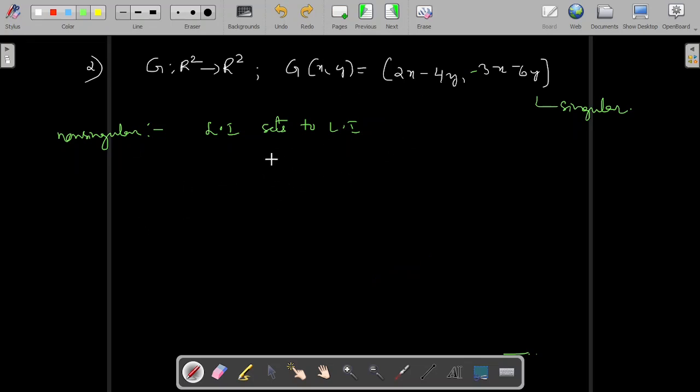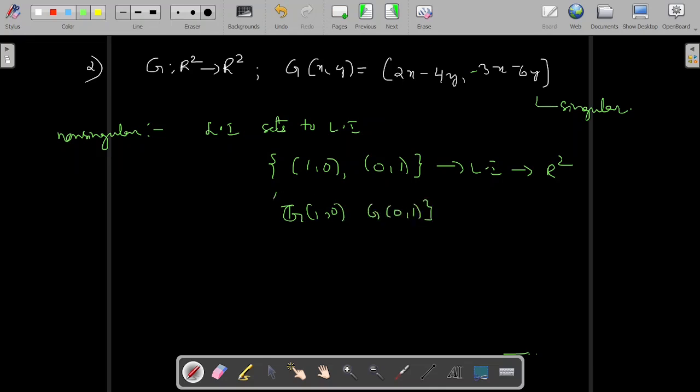Let us check how. You know that (1, 0) and (0, 1) is a linearly independent set of R square. Now take the transformation, that is G of (1, 0) and G of (0, 1). G of (1, 0): put x equal to 1, y equal to 0. This goes to (2, 3), not minus 3. So it is (2, 3). And here G of (0, 1): put x equal to 0, y equal to 1, so (minus 4, minus 6).